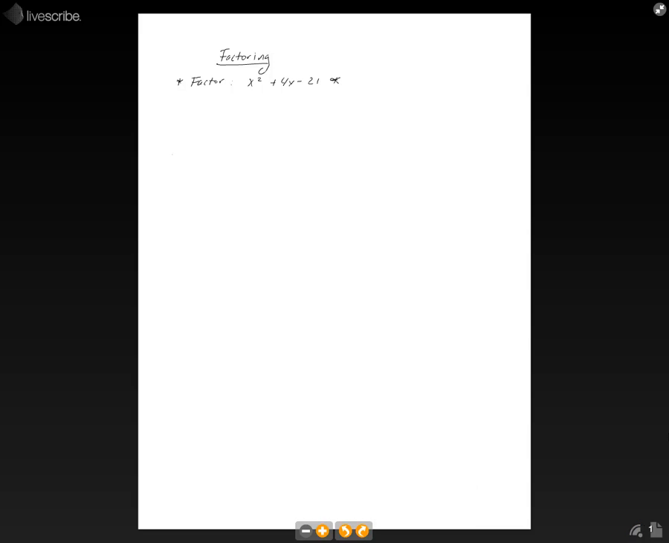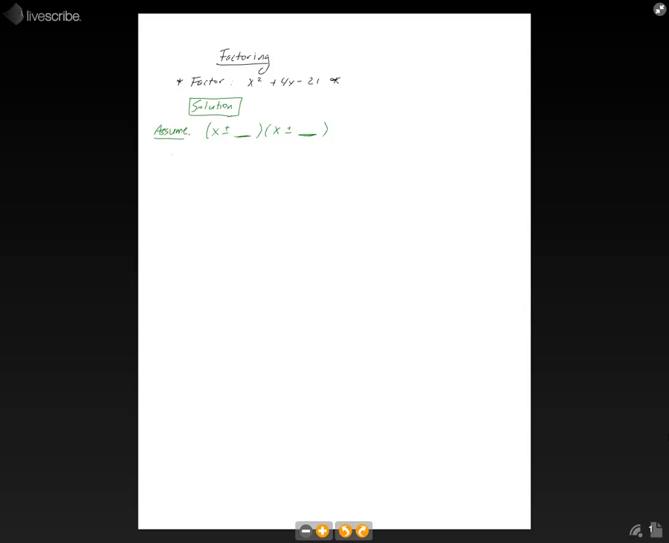Hello, we want to factor x squared plus 4x minus 21. The best way to start trying to factor is the same way we talked about in the last problem, and that is to assume that the factors are going to be in this form: x plus or minus some number times x plus or minus some other number.